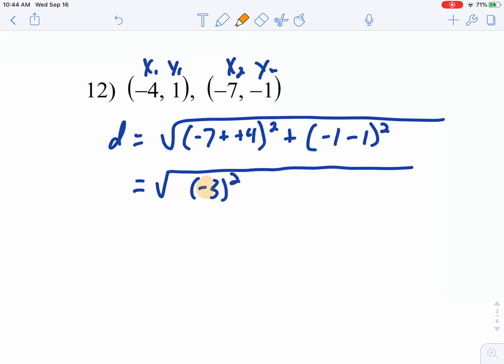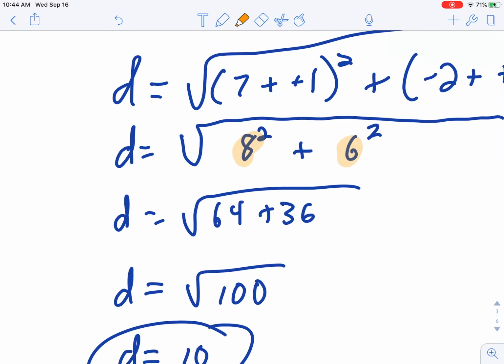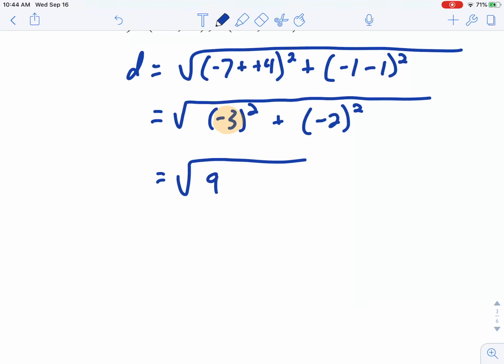Notice, because this is a negative, I left it in parentheses. Up here, I didn't bother with any parentheses because those were positive numbers, but it's kind of important there. Okay, bring down the plus sign. -1 minus 1 is -2, again parentheses. So -3 squared is 9, and -2 squared is 4. 9 plus 4 is 13.